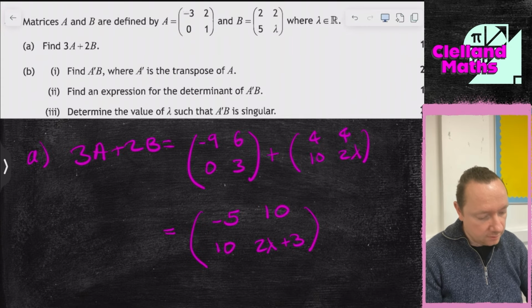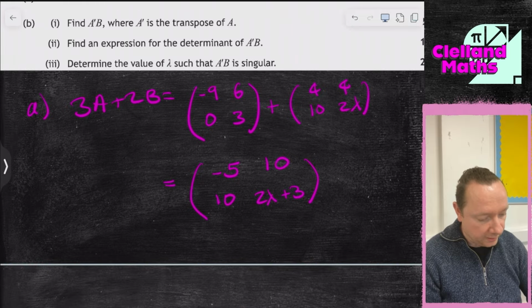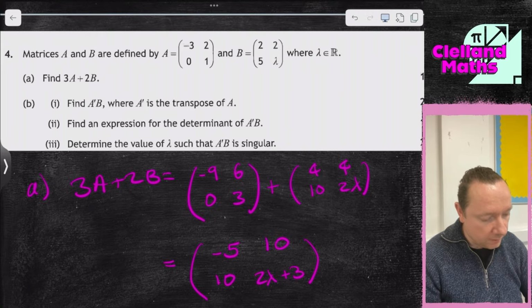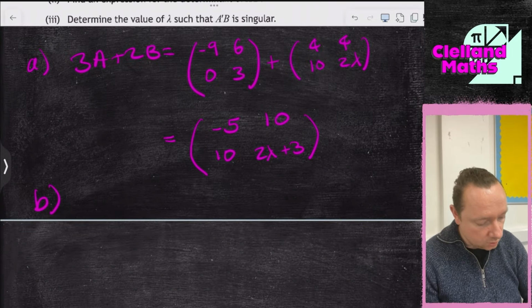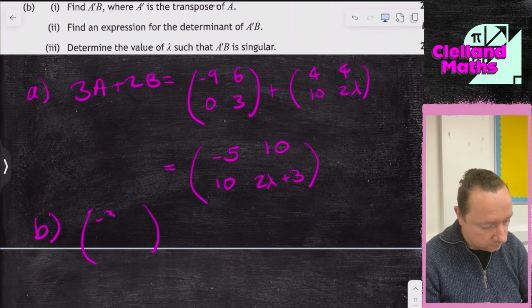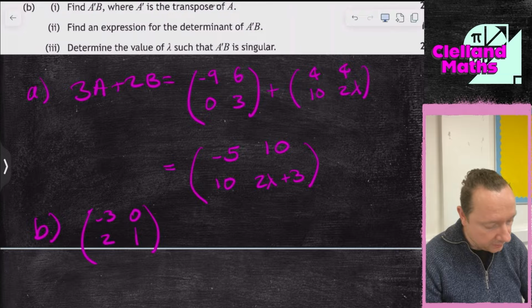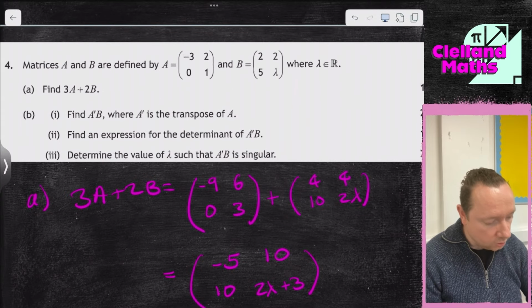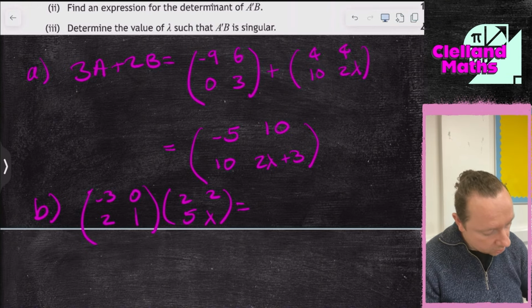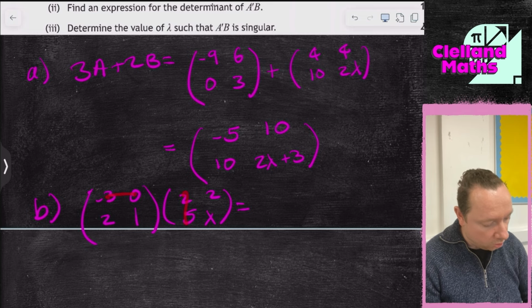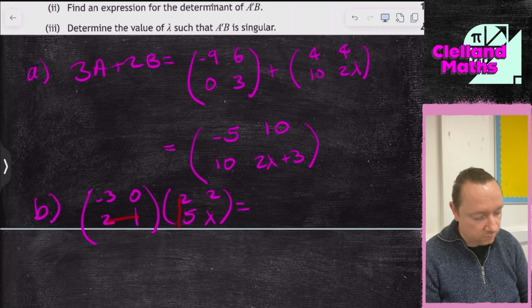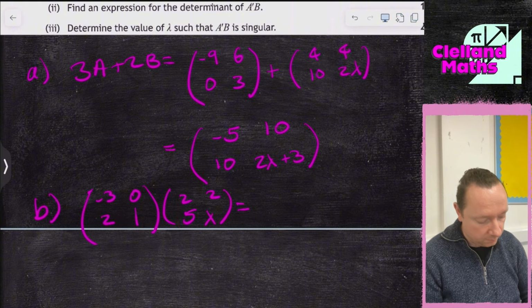Part B says, find A transpose B. So A transpose, A was minus 3, 2, 0, 1. So we just flip the columns, minus 3, 2, 0, 1, times B. Well, B was 2, 2, 5, lambda. So remember, this works by just timesing the row and the column, and that gives us our first term. Then row and column for the second term, row and column for the third term, row and column for the fourth term.